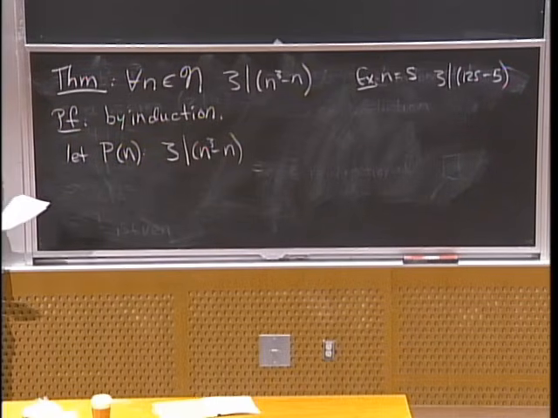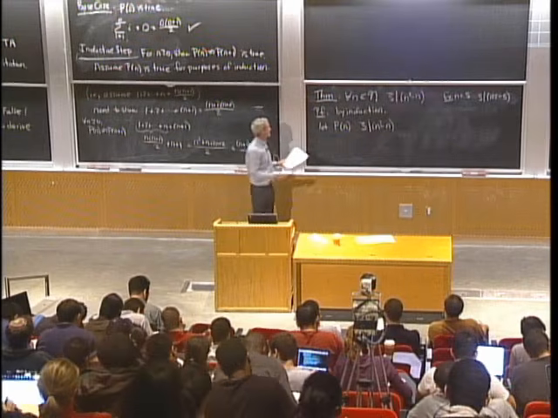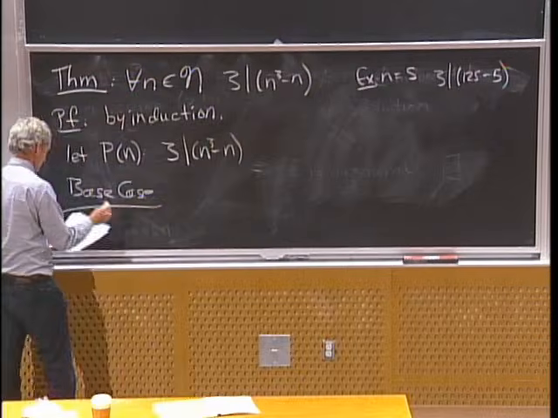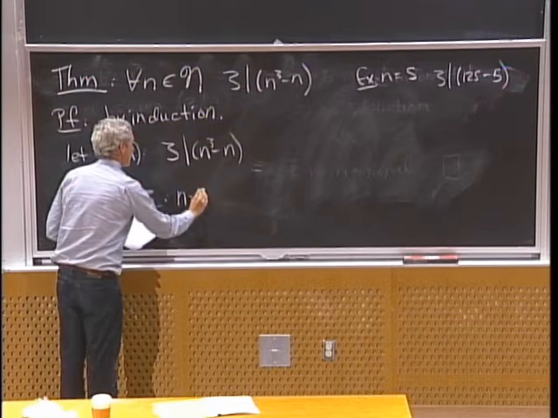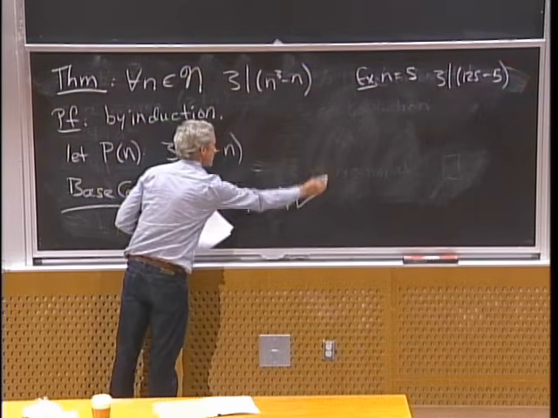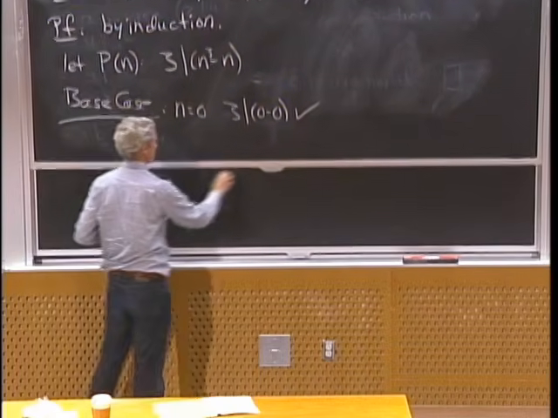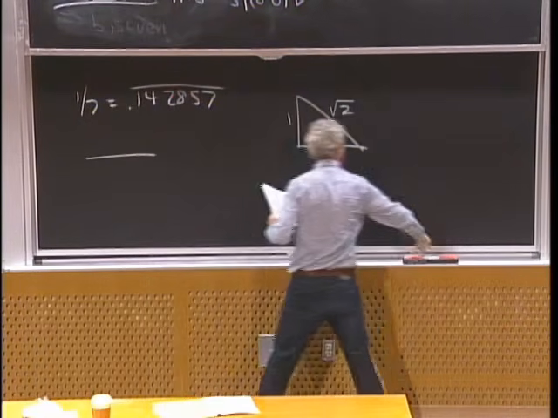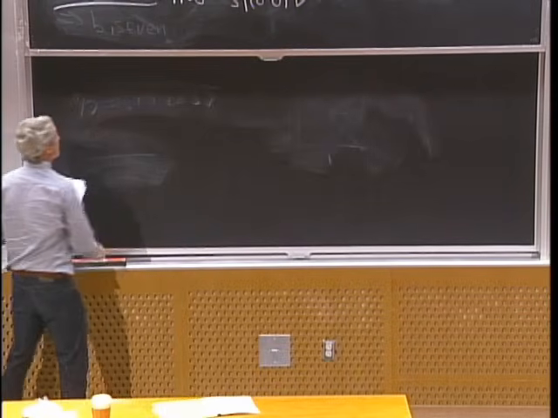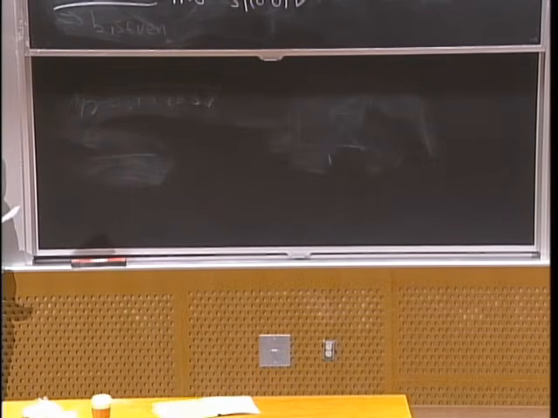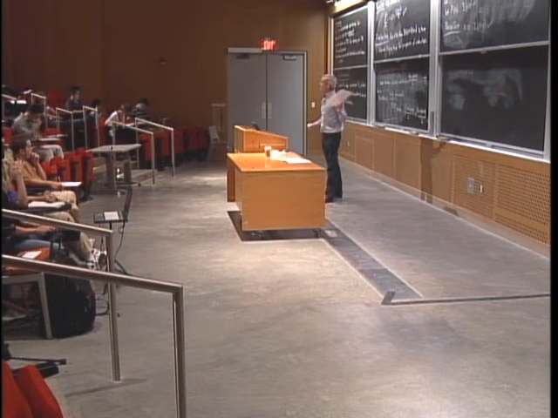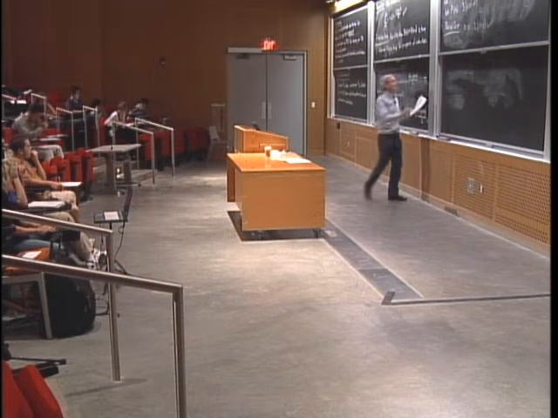What's the next thing we do in our proof? Base case. Always easy to forget, but not a good idea. Base case is n equals 0. And sure enough, 3 divides 0 minus 0. So that's done. What's the next step we do? Inductive step.